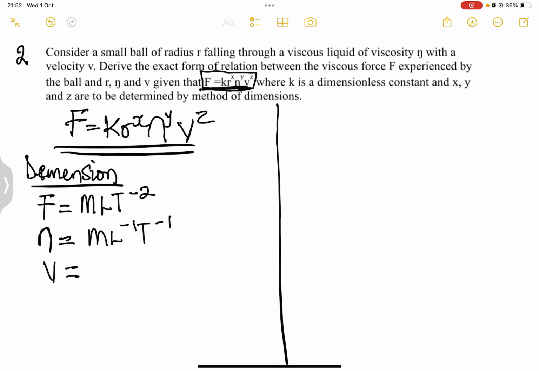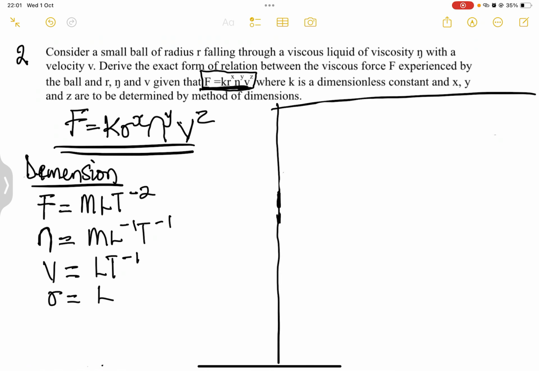Let's proceed with that of velocity. For velocity, you also saw in our previous slides that the dimension of velocity is L T raised to power minus 1. This is very simple. What else are we missing out? Radius. I know we're missing out radius. So radius is a very basic one. That's L. At this point, let's rewrite our equation as dimension.